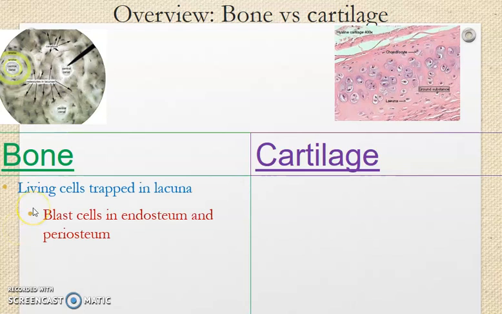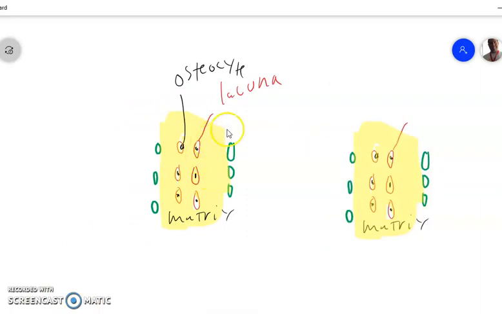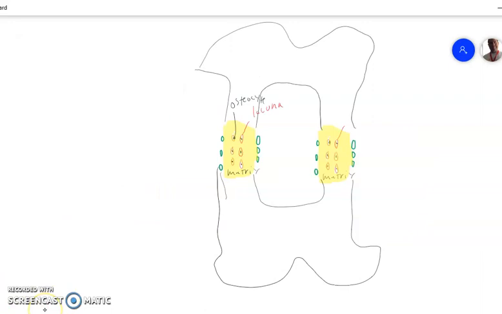So, bone. It has living cells trapped in lacuna. Blast cells are in the endosteum and periosteum. What the heck is that? So, remember my picture here? I'm going to duplicate that. So here's my duplication, and I'm going to draw the rest of this bone in just black ink. So here's my bone. This is the outside of the bone.